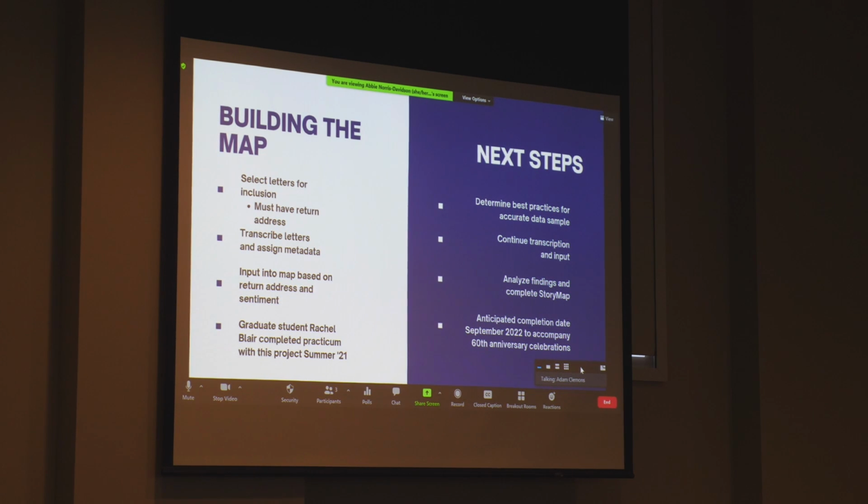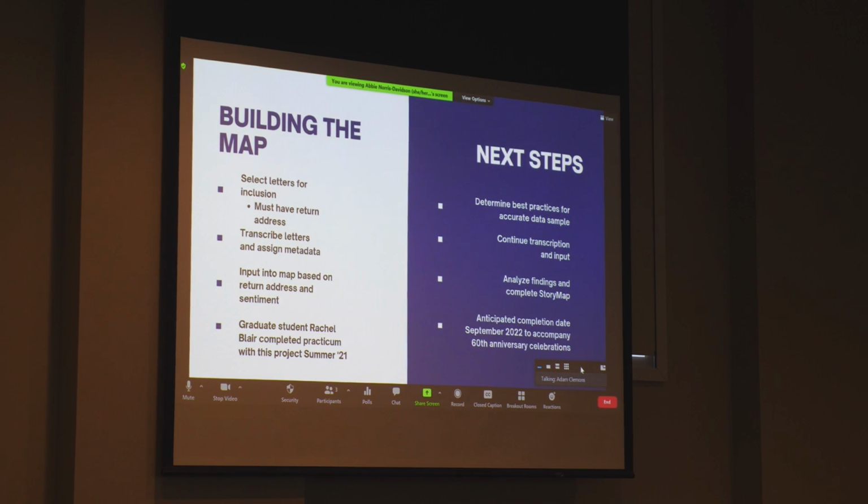As far as the next steps, as you'll see shortly when Abby shows you the map itself, right now we're in sort of the pilot stage. We hope to scale this up much further and include more of those letters, but we've got to determine a better randomized sample approach. Right now we're relying more or less on a convenience sampling approach, where it was just what was available to us or what we could quickly access, just to get a feel for this project. We need to also continue to transcribe and then input into the map. And then eventually we want to analyze all this, kind of alluding to what Abby was saying earlier too, that those are some of the theories and assumptions that we want to test.